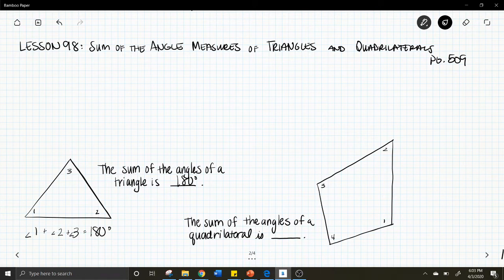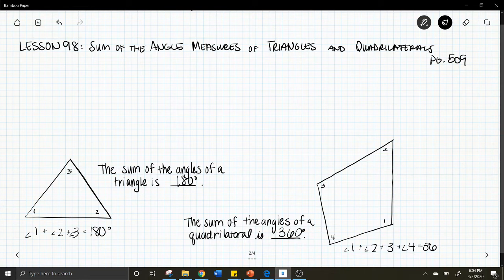Okay, now the sum of the angles of a quadrilateral, so this is going to be true of any quadrilateral, and remember that's any 4-sided polygon. The sum of the angles of a quadrilateral will be 360 degrees. So for this quadrilateral, angle 1 plus angle 2 plus angle 3 plus angle 4 will be 360 degrees. All right, so write those down, memorize those facts. All of the angles in a triangle equal 180. All of the angles of a quadrilateral equal 360. And let me give you just a brief explanation as to why.